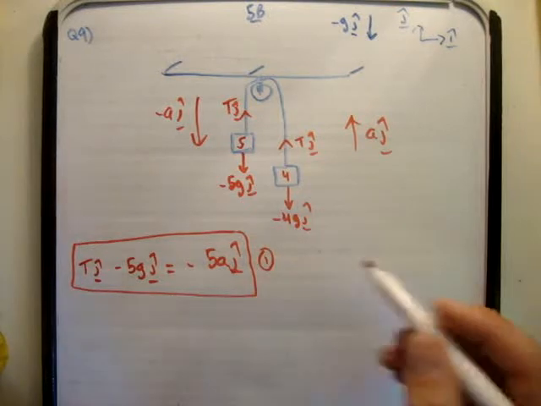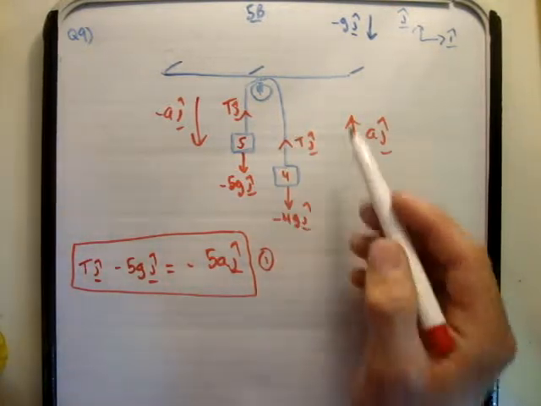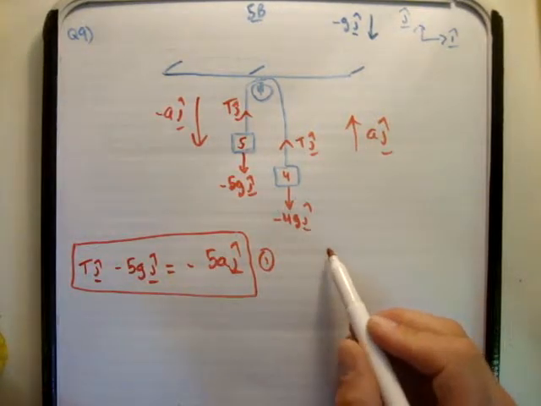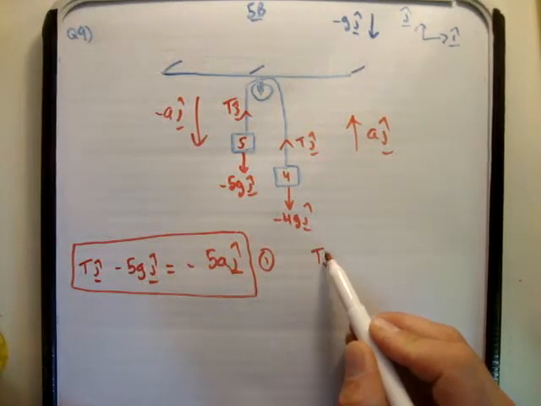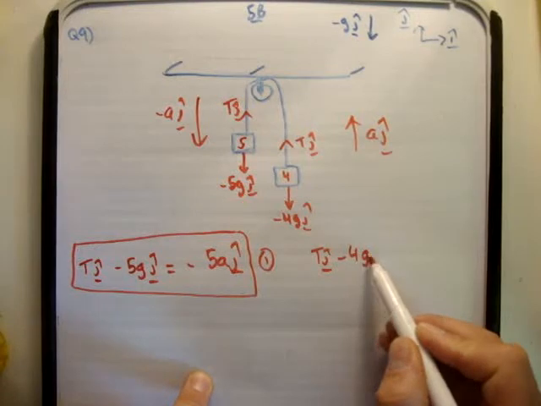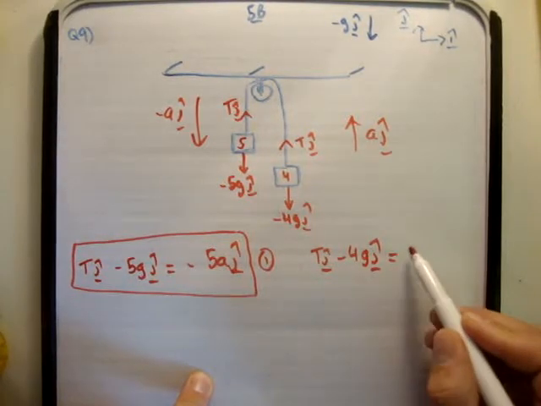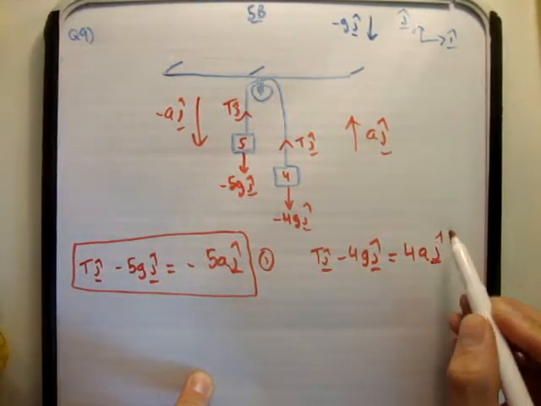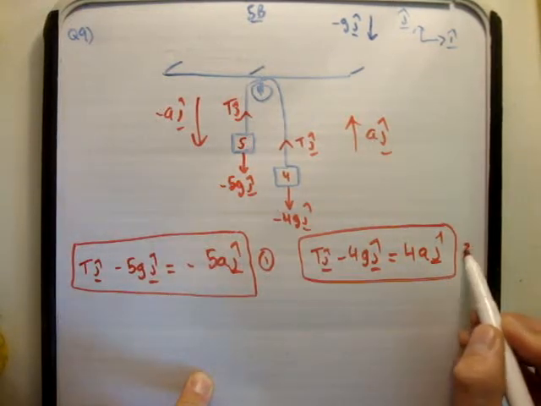I'm going to call that equation 1, and equation 2 would be about the 4 kilo mass. So we're going to get that T j hat minus 4g j hat is equal to 4a j hat. Equation 2.